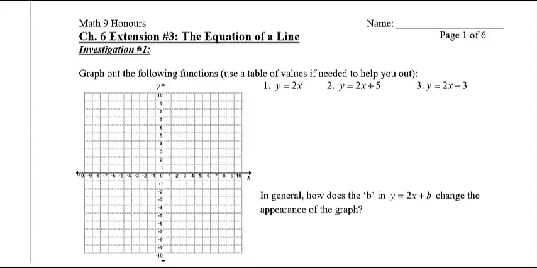Okay, this is extension number 3 from chapter 6, and today we're going to learn about the equation of a line. So to do that, I want you to look at this investigation. Can you graph out the following functions, number 1, number 2, number 3? And you can use the table of values if you want to get some help that way. So if I'm looking at the first one, I'll just use these values, negative 2, negative 1, 0, 1, 2.